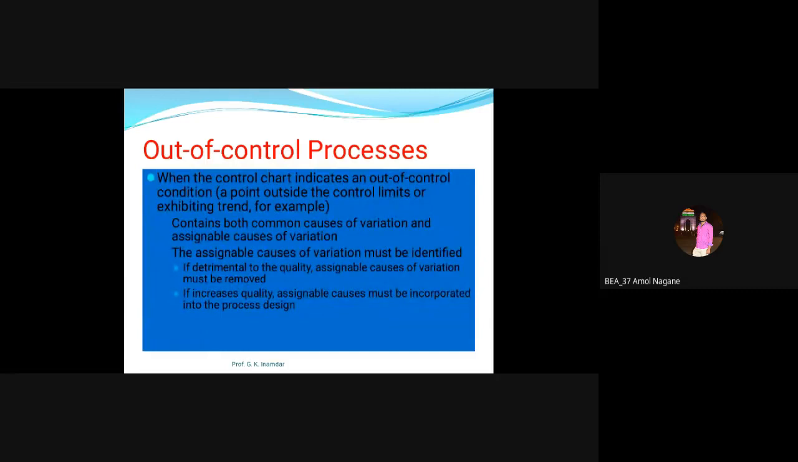So an out of control process is when the control chart indicates an out of control condition.